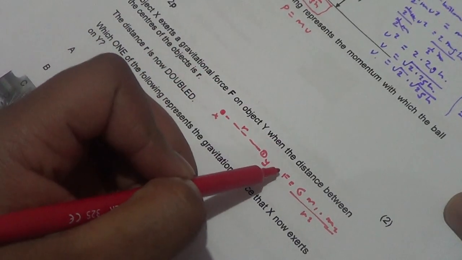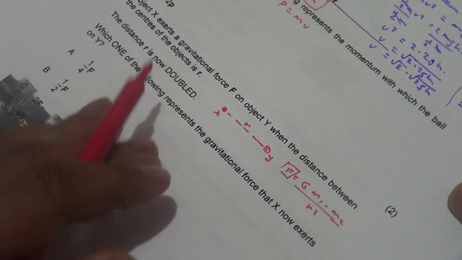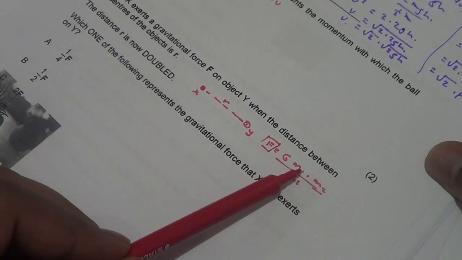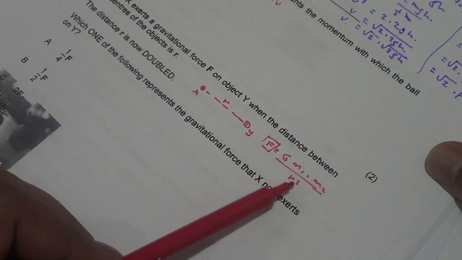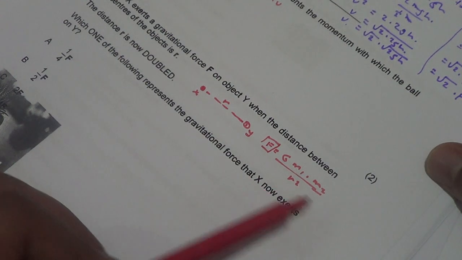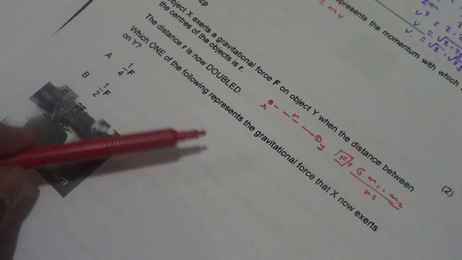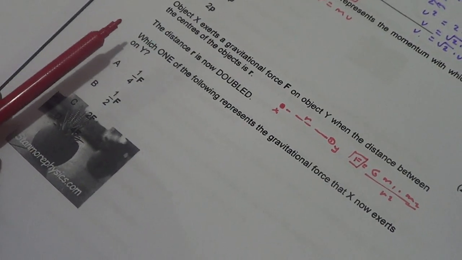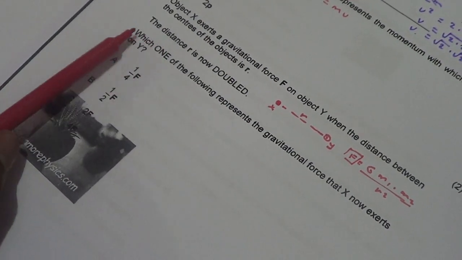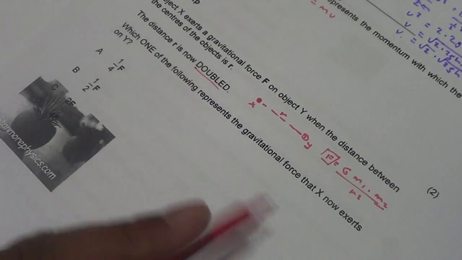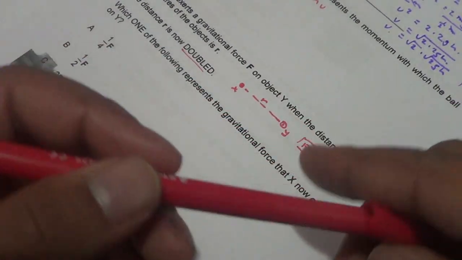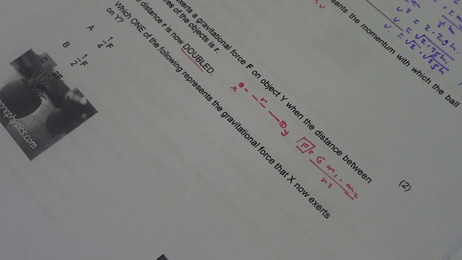So we know that, what is the definition of F here? It is G m1 multiplied by m2 over R squared. That's it. So that is the force. Again, this is one of those questions which are a little bit higher than what would be standard. All right, so it says now R is doubled. Okay, so what does this bring? It brings us a new scenario. Again, this question is designed to chew your time.